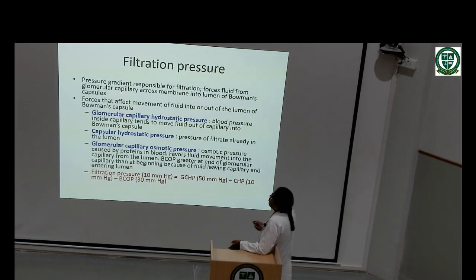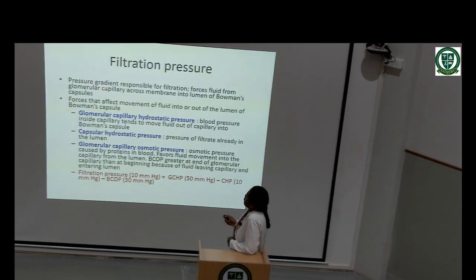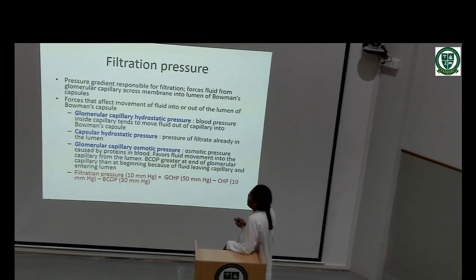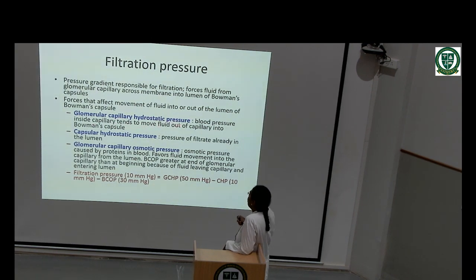Now, we will see the pressures which affect this filtration. The pressure gradients responsible for filtration are the Starling forces. As I told, the first is glomerular capillary hydrostatic pressure, that is, blood pressure inside the capillary tends to move fluid out of the capillary into the Bowman's capsule. I repeat, blood pressure inside the capillary tends to move the fluid out of the capillary into the Bowman's capsule, which is glomerular capillary hydrostatic pressure. Second one is capsular hydrostatic pressure.